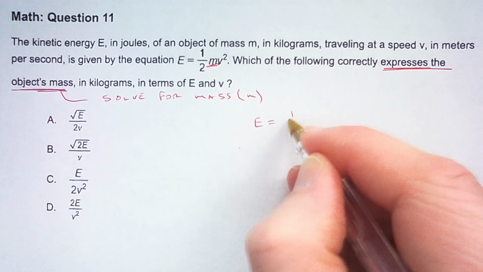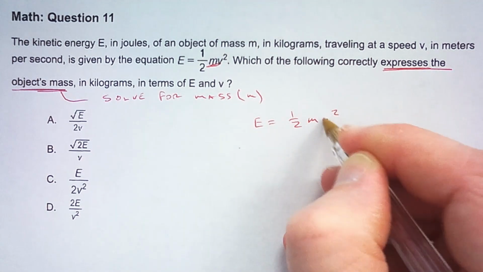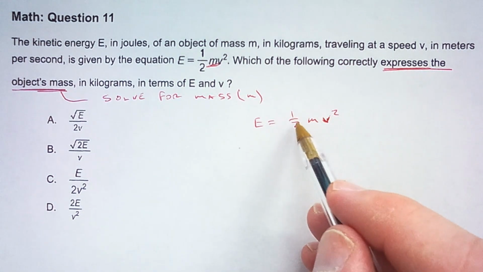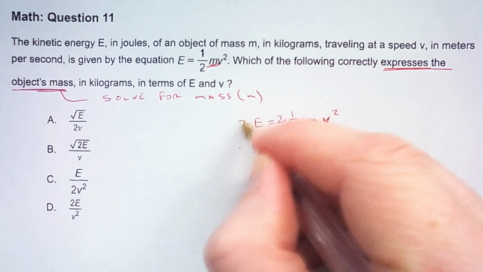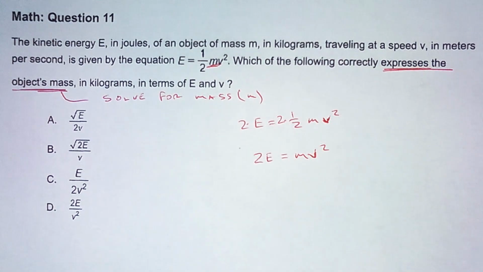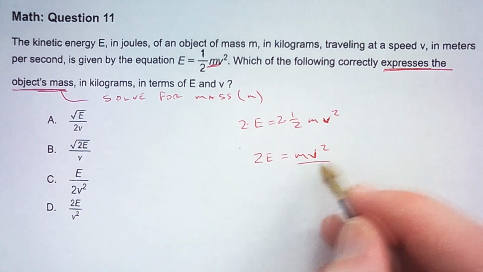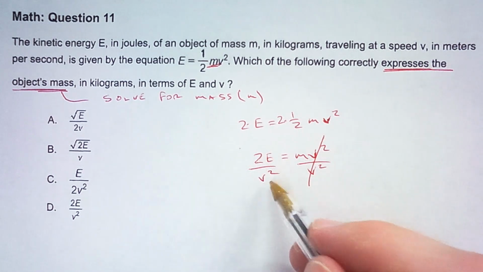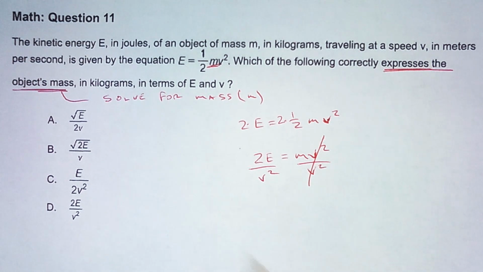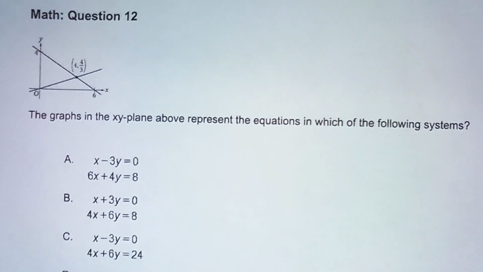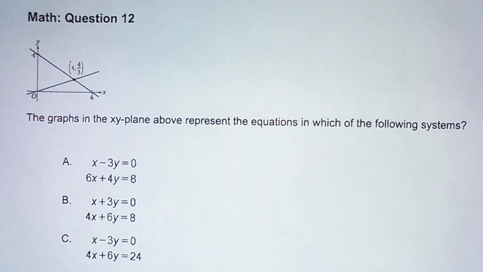So I'll rewrite the equation here. E equals 1/2 mv squared. Okay, now to get rid of this 1/2, we could multiply both sides by 2. So we get 2E equals mv squared. Now to get m by itself, we could divide by v squared. So we get m equals 2E over v squared, and that is option D. Okay, on to question number 12.